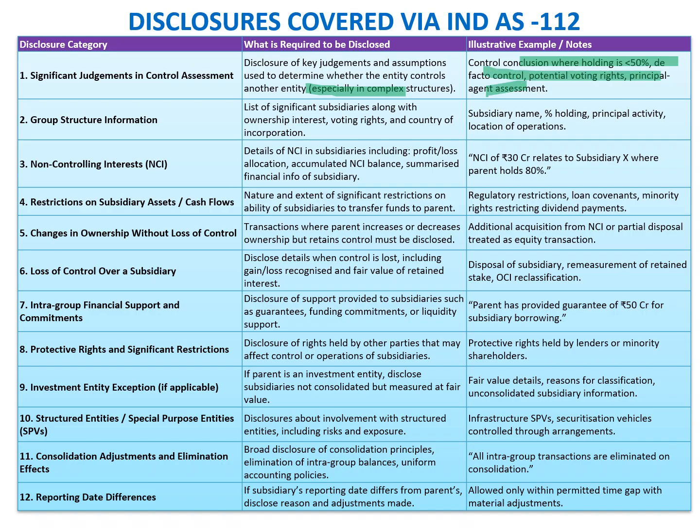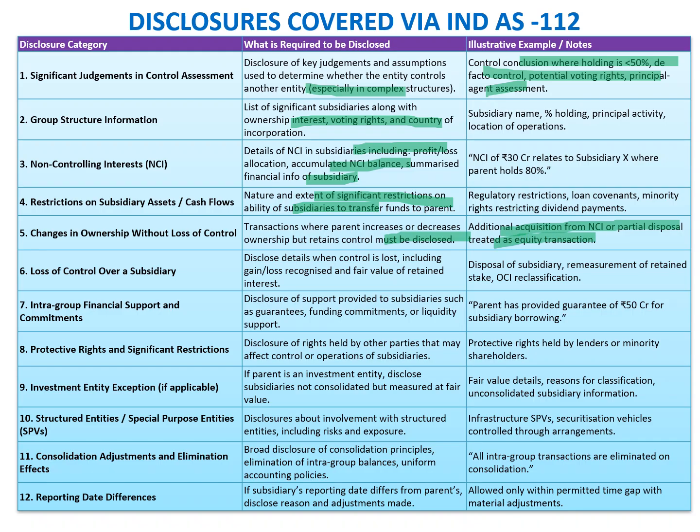Group structure information, list of the significant subsidiaries along with the ownership interest, voting right, etc. Non-controlling interest, detail of the NCI in the subsidiary, along with the profit and loss, accumulated NCI balance, summarized financial information. Restriction on the subsidiary assets and cash flow, nature and the extent of the significant restriction on the ability of the subsidiary, and then changes in the ownership without loss of the control. Transaction where parent increases or decreases the ownership but retains the control must be disclosed.